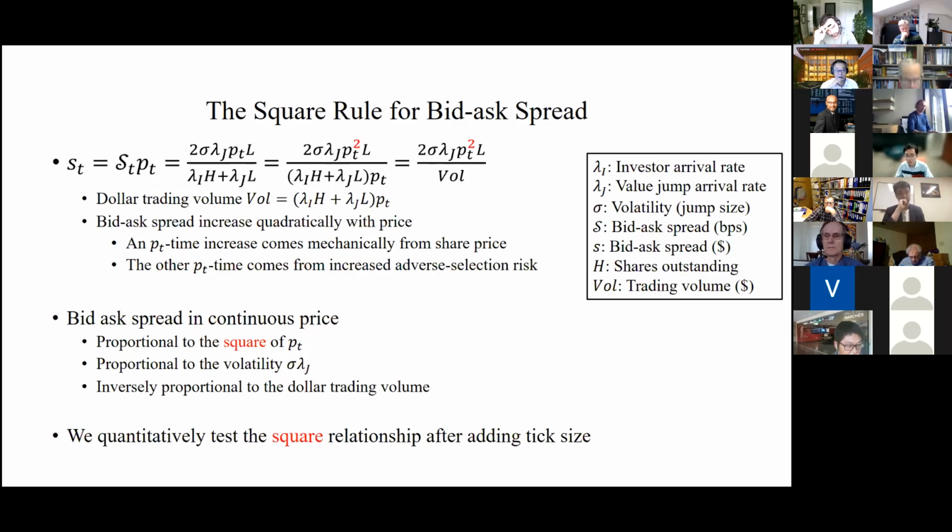Okay, so that's a mechanical change, a price-time mechanical change. But the other price-time comes from increased adverse selection risk. So that's the reason the spread on the continuous price in the BCS framework is a quadratic function of price. And the prediction, later we will test that. The bid-ask spread in continuous price is proportional to the price, proportional to volatility, and inversely proportional to dollar trading volume.